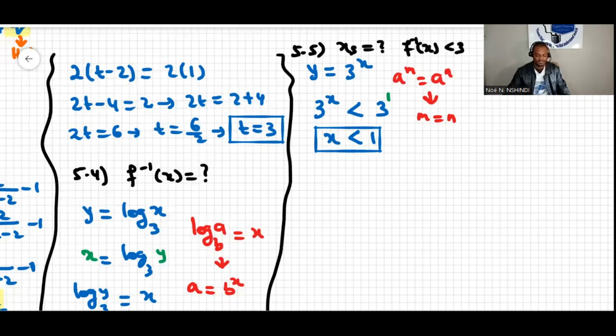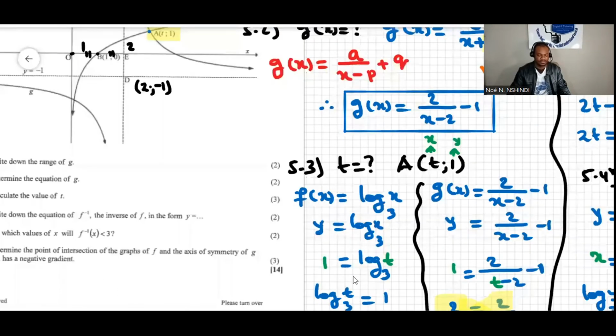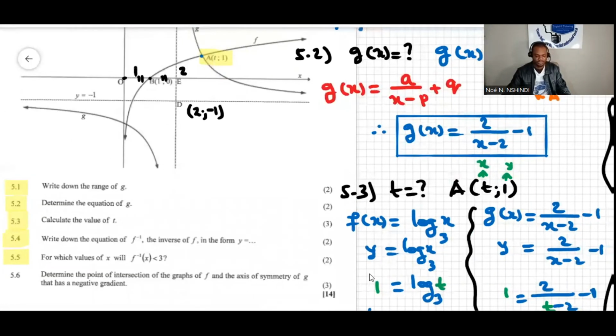Now the following question must be question 5.6. What the question says is: determine the point of intersection of the graph of f and the axis of symmetry of g that has a negative gradient. Determine the point of intersection of the graph of f, the graph of f is this one, and the axis of symmetry of g that has a negative gradient.